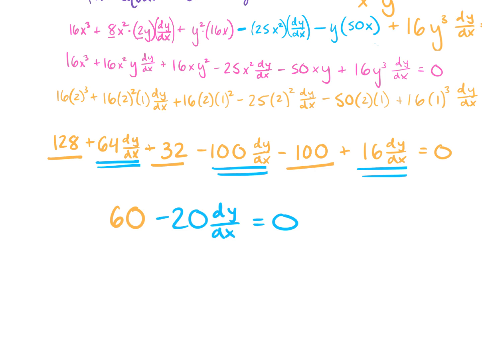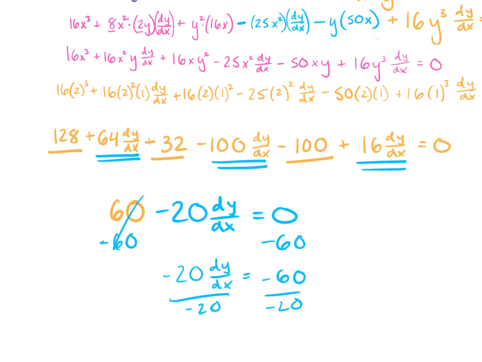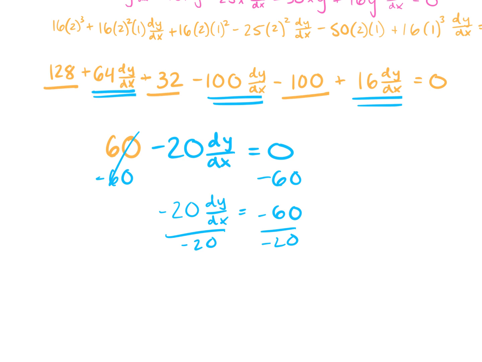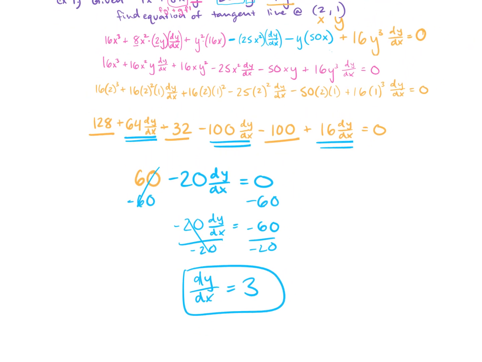Our goal is to get dy/dx all by itself, so let's move everything to the left. I'm going to subtract 60. Negative 20 dy/dx is equal to negative 60. Divide by negative 20. So dy/dx is equal to 3. Nice and easy.